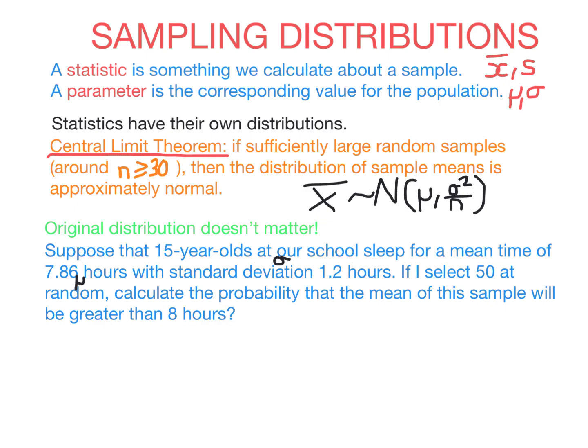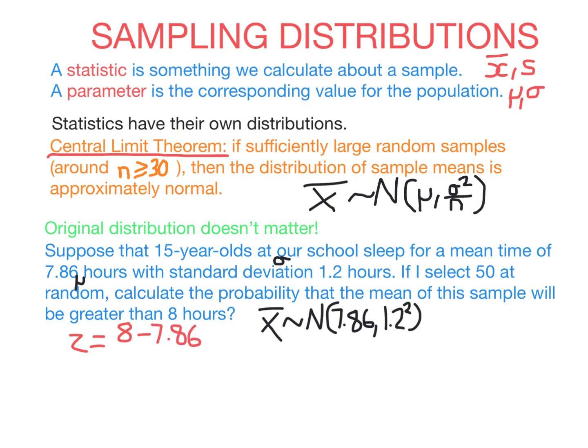8 hours. We know here that the sample mean is normally distributed. The mean of this distribution is mu, which is 7.86. And the standard deviation is 1.2, so the variance is 1.2 squared. If we want to find the probability that a particular mean is more than 8 hours, we will convert that to a z-score. So we have z equals score minus mean.